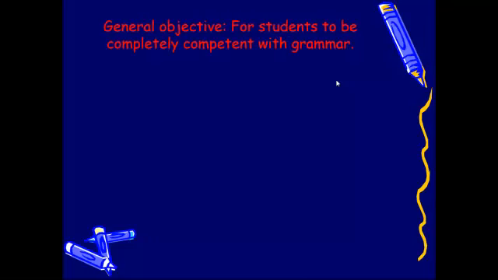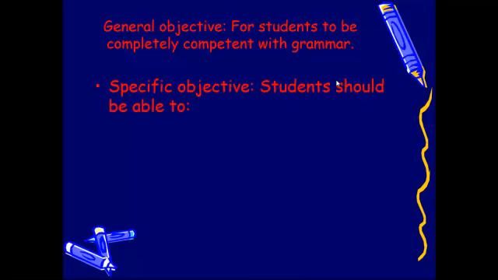General objective for today's lesson. Students will be required to be completely competent with grammar. More specifically, students should be able to state the 8 parts of speech and determine the parts of speech of a word by its function in a sentence. Let us now turn our focus to our first part of speech, nouns.